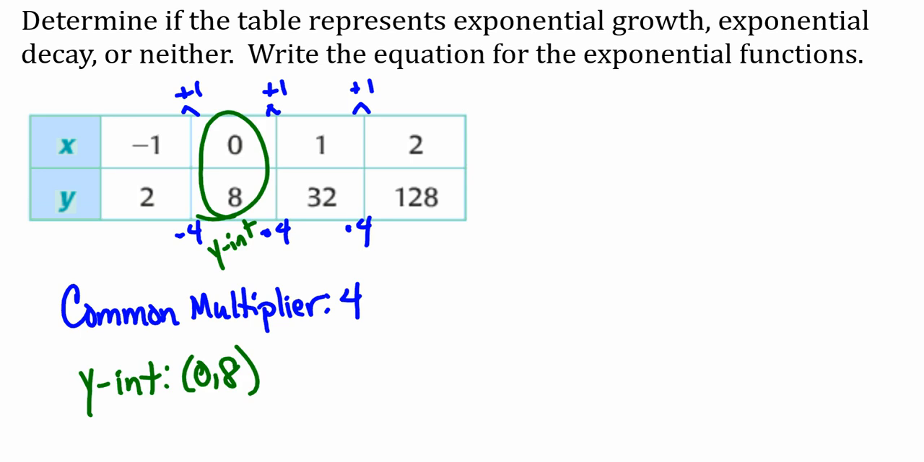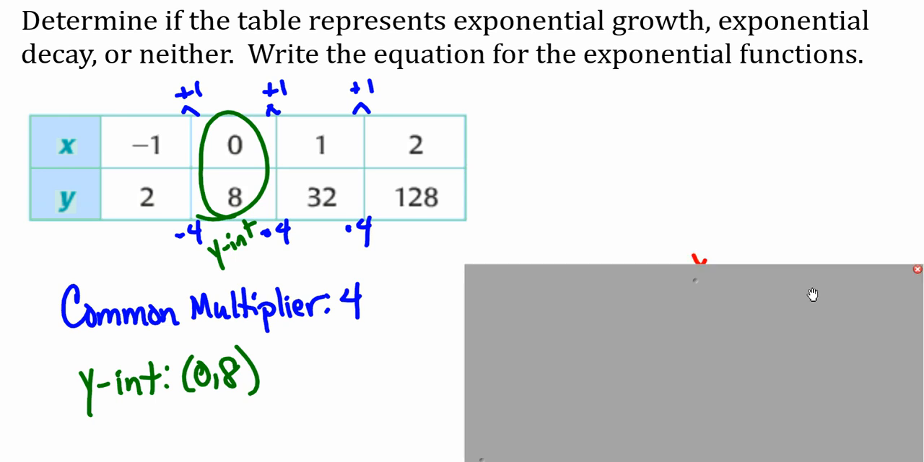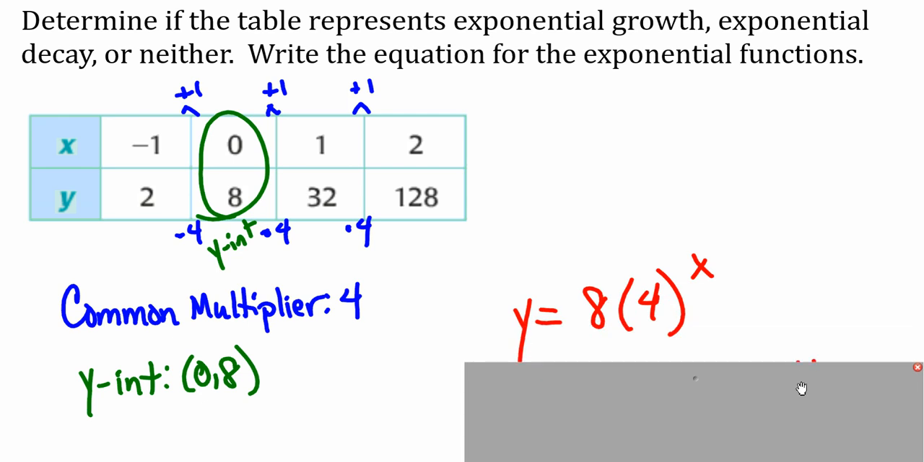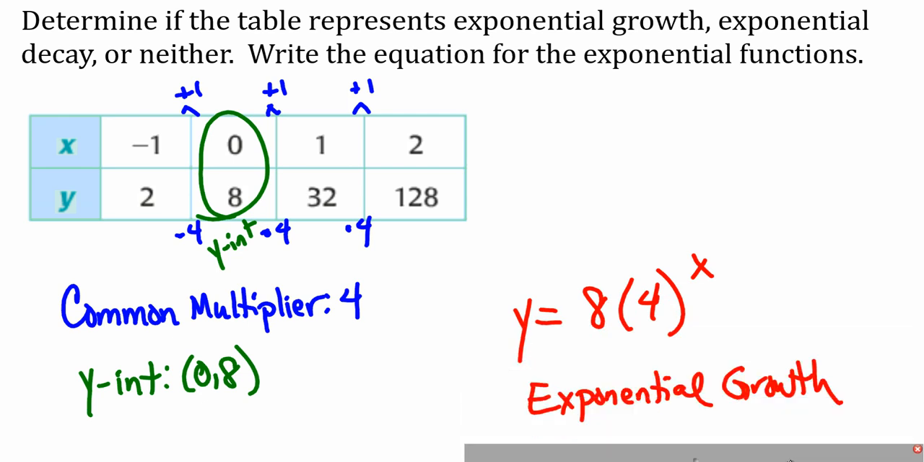If we know the multiplier and we know the y-intercept, we should be able to write the equation. Remember that pattern, y equals a times b to the power of x. Our a value is going to be the y value of the y-intercept, that's 8. And the b value is our multiplier, which is 4. So our equation would be y equals 8 times 4 to the power of x. And again, we said that was exponential growth.